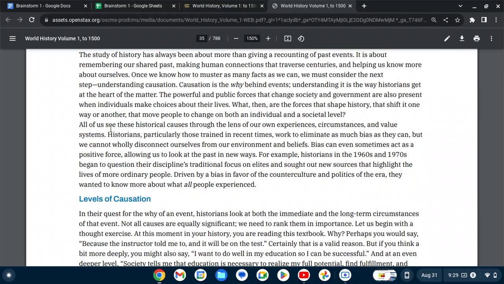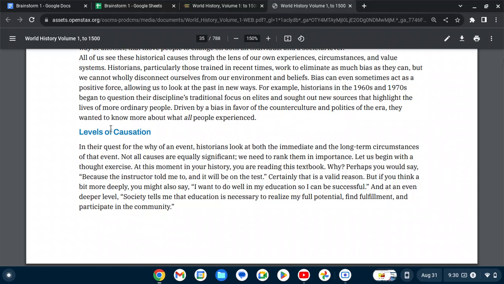The powerful and the public forces that change society and government are also present when individuals make choices about their lives. What, then, are the forces that shape history, that shift it one way or another, that move people to change on both an individual and a societal level? All of us see these historical causes through the lens of our own experiences, circumstances, and value systems. Historians, particularly those trained in recent times, work to eliminate as much bias as they can, but we cannot wholly disconnect ourselves from our environment and beliefs.